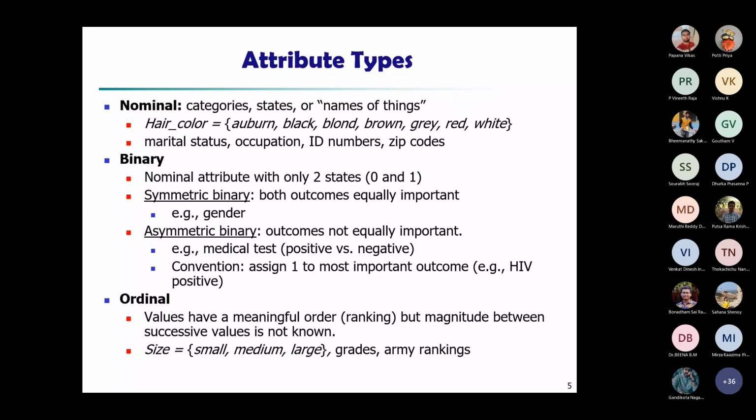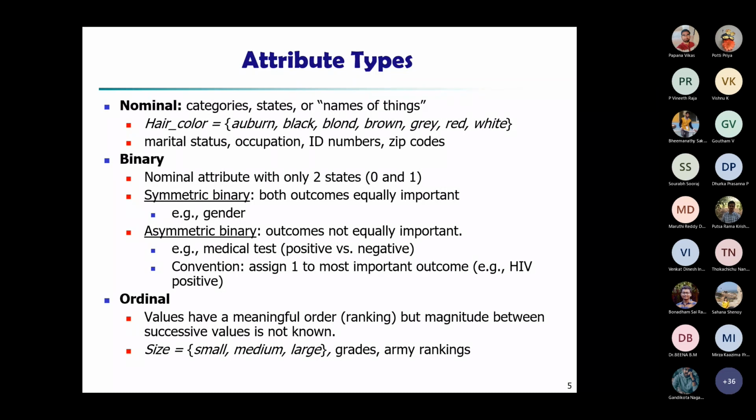When we talk about a binary attribute, we understand that we can have only two states, which are 0 and 1, like male or female, present or absent, or positive or negative for a test. There are two kinds of binary attributes: symmetric and asymmetric. When I say symmetric, both outcomes have equal importance. Like gender, male and female, equal importance.